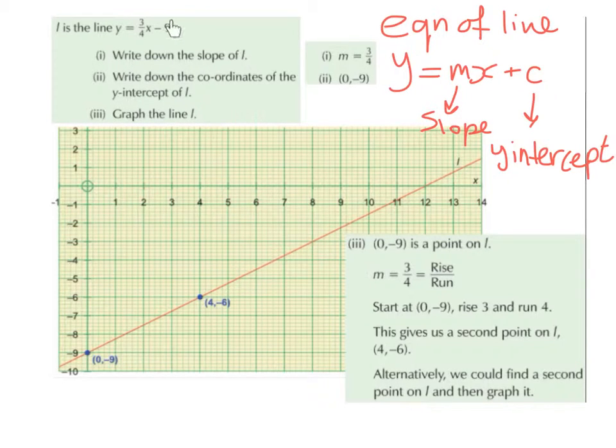So for example, if this had been minus 8, then the y-intercept would be 0, minus 8. If this had been plus 5, then the y-intercept would be 0, 5, and so on. So the y-intercept will always have an x value of 0.